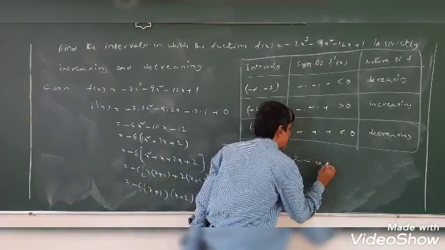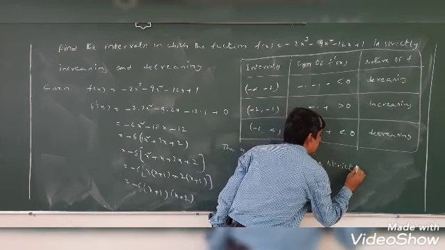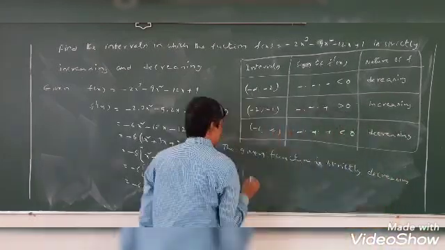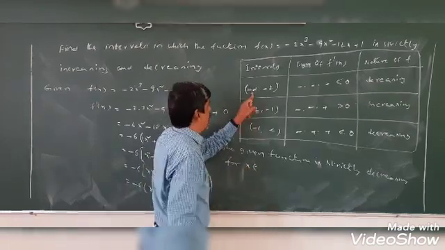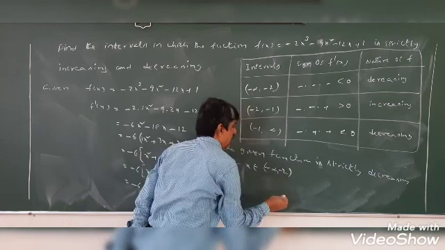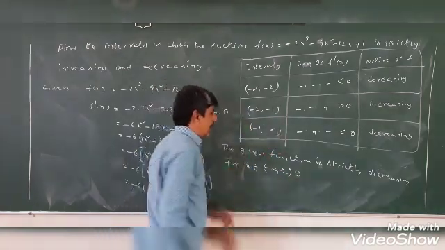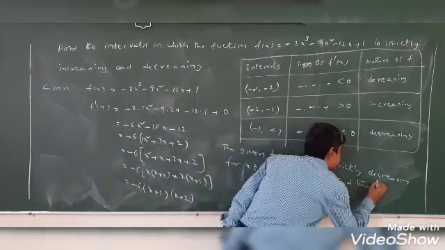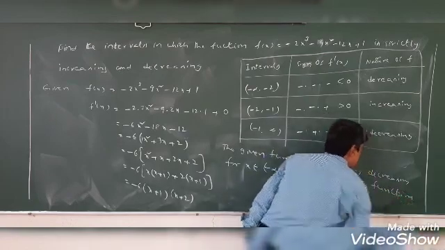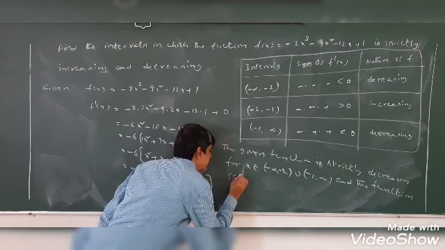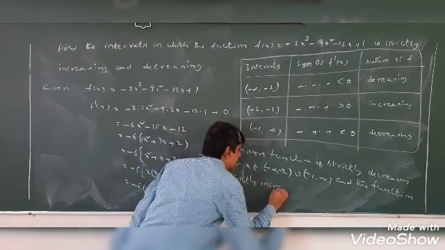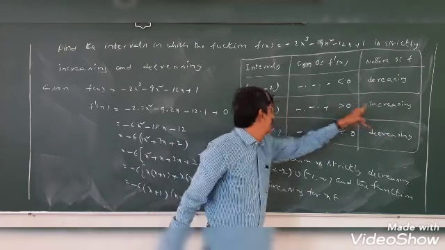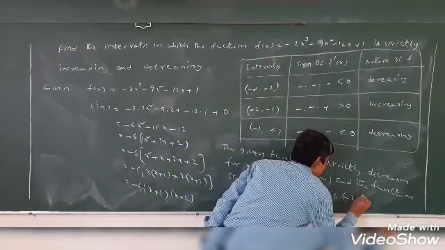is strictly decreasing for x belongs to one interval, minus infinity to minus 2, union minus 1 to infinity, and the function is strictly increasing for x belongs to only one interval, that is minus 2 to minus 1.